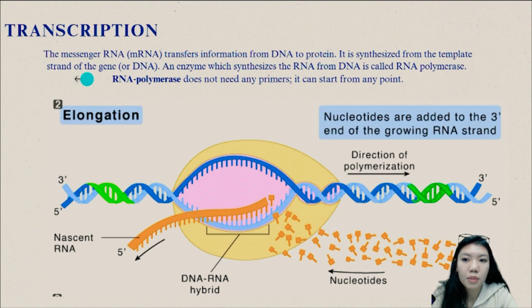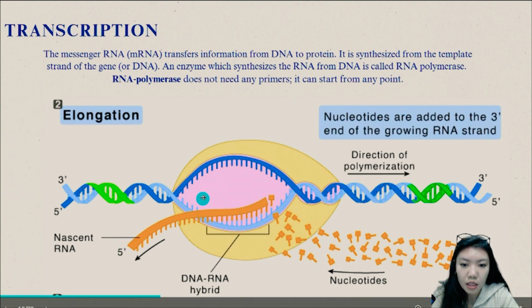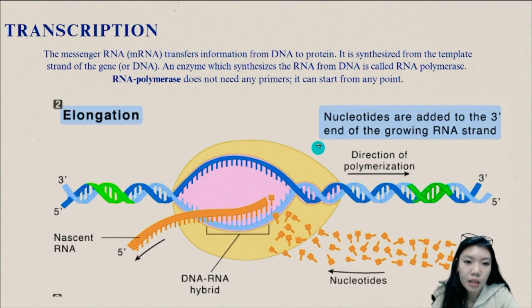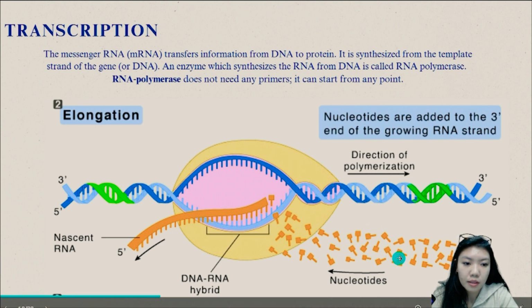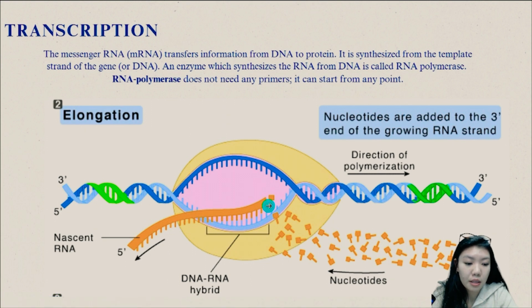It's synthesized from the template strand of DNA, here the template strand, and it begins to copy the genetic information in the form of messenger RNA. Here in the orange one, you can see the RNA, the messenger RNA. Here you can see the strand of DNA. Nucleotides are added to the 3' end of the growing RNA strand. Here you can see the nucleotides, and they come together as a complementary strand, and they form a messenger RNA.